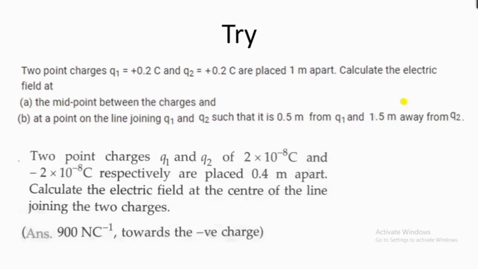So similarly you can try this question. Out here 2 point charges are there, and you have to calculate the electric field. This is the same question, only numbers are different. One charge is positive, one is negative. Now you have to take care of this negative. Don't use this negative in the calculation; only take care of direction of electric field. So you can try this question. The answer will be 900 Newton per Coulomb, and that is towards the negative charge.